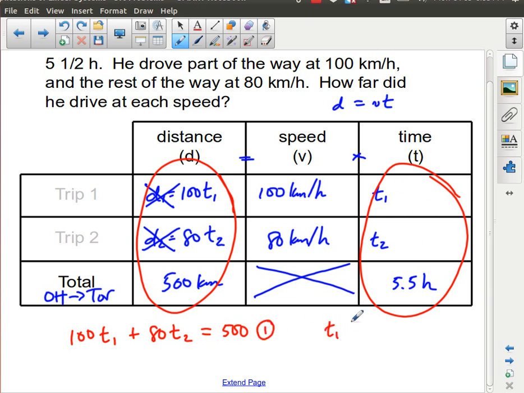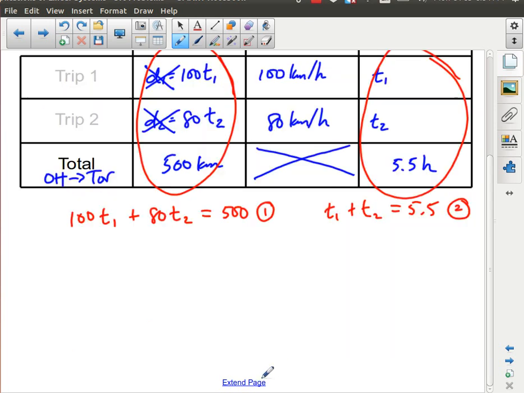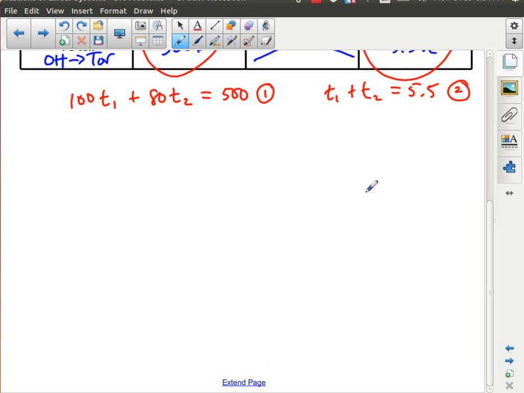t1 plus t2 is equal to 5.5. That's equation number 2. And now I'm just solving these equations. I've got all the information that I need from that table, so I'm just going to erase that table right off the top of the screen because now I'm working with these equations. We'll have to go back to the top and consult the question again once I'm done solving here to make sure I've actually solved what I need to.